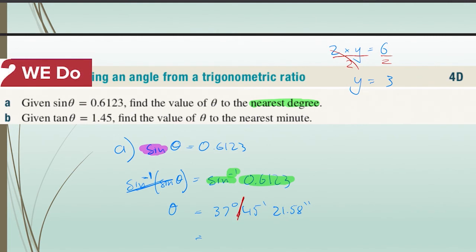Now, this is another important thing. Because there are only 60 minutes in a degree, the halfway point for minutes is actually 30. So if it's 30 or above, we round up. And because in this case we are over 30, we're going to round up to 38 degrees.